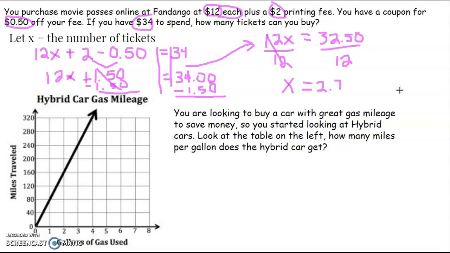But once again, I have to come back to my let statement and my last sentence. I'm going to highlight that in a different color, which is how many tickets can I buy? Well, I can't buy 0.7 of a ticket. So because my answer is 2.7, the greatest amount of tickets I can buy with the amount of money I have is 2 tickets. And the reason why I know to label it with tickets is because my let statement tells me. My let statement always tells me how to label my answer, which is number of tickets.